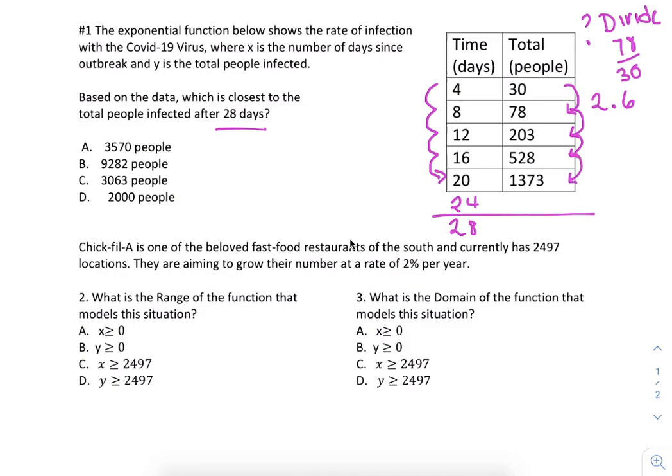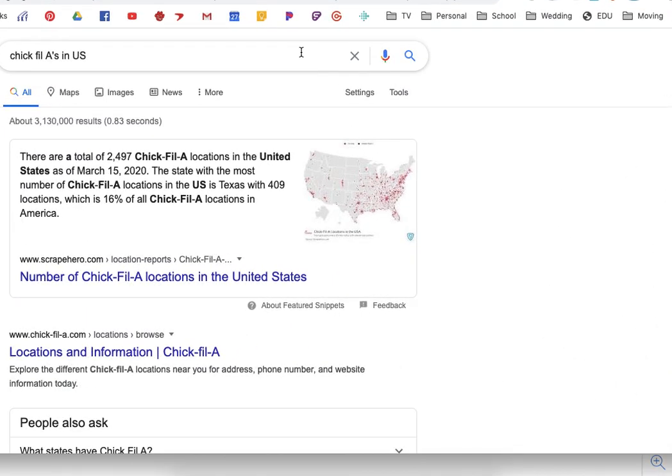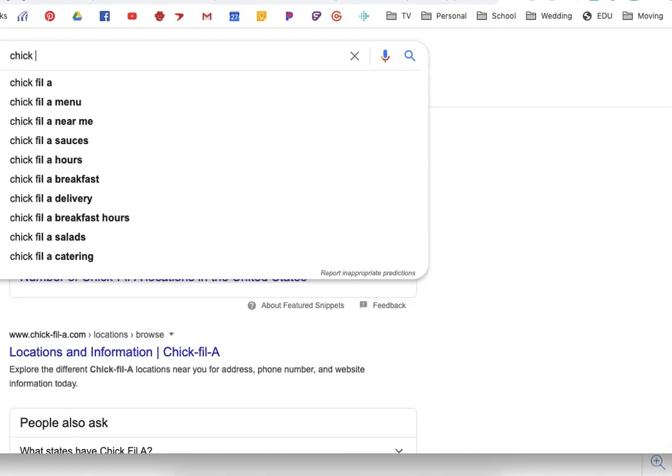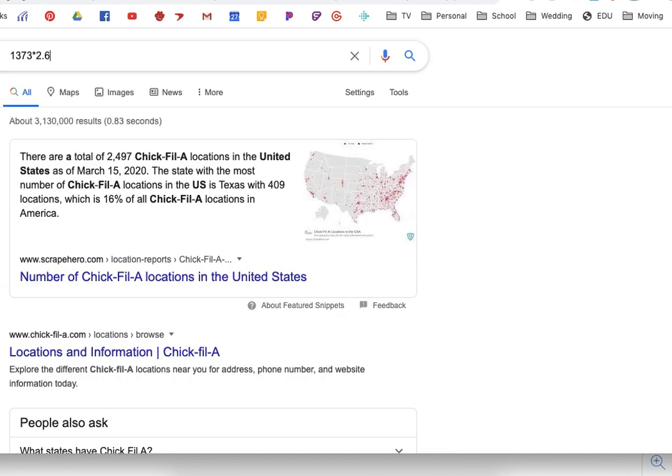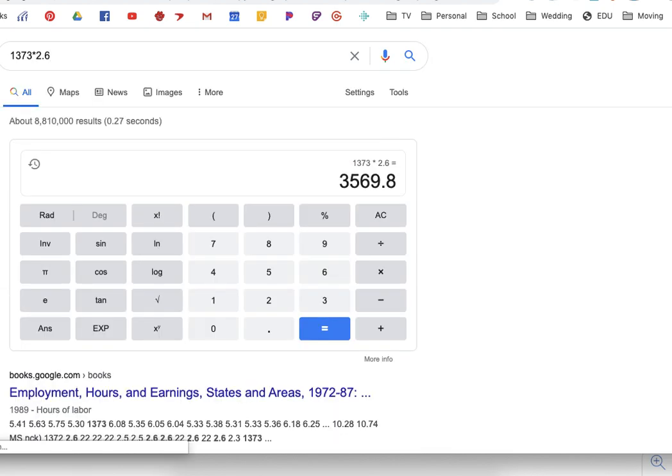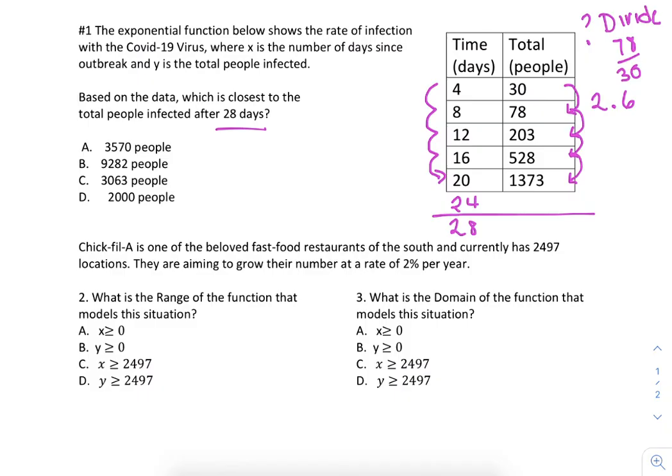So if I go in my calculator, let's see if I can do that on an internet screen, sorry. If I do 1373 times 2.6, that gives me 3570. So I'm going to go back to my screen and I'm going to write that down. 3570. Now that is one of the answer choices, right? But that's not going to be my answer to this question because that's for 24 days.